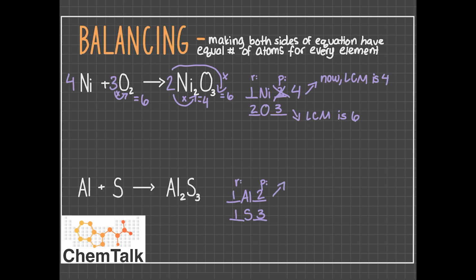Let's balance aluminum first. The LCM of 1 and 2 is 2. So Al gets a coefficient of 2 on the reactant side. For sulfur, the LCM of 1 and 3 is 3. So sulfur gets a coefficient of 3 on the reactant side. Let's check our work. We have 2 aluminum atoms on the reactant side and 2 on the product side. So aluminum is good. And we have 3 sulfur atoms on the reactant side and 3 on the product side. So yay, we balanced this problem correctly.